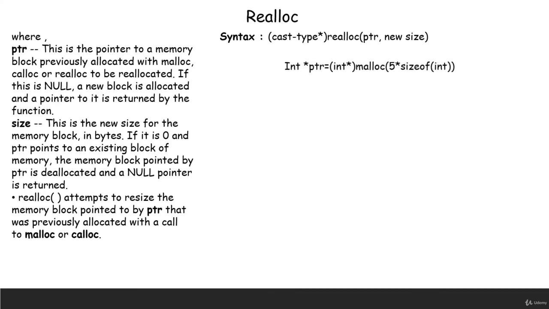For example, int *pointer = (int *) malloc(5 * sizeof(int)). Let's understand it by example. Firstly, you allocated some memory to the pointer. How much memory? First the pointer is created and 20 bytes of memory is allocated to it. How? 5 times sizeof(int), which is 4. That is 20 bytes of memory allocated to the pointer.